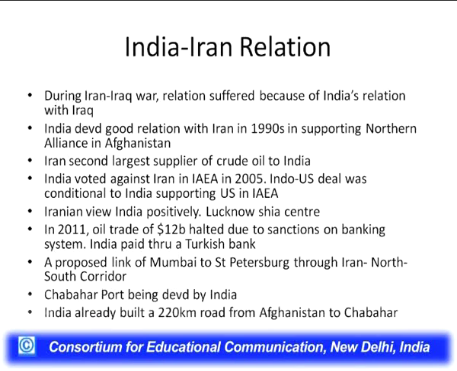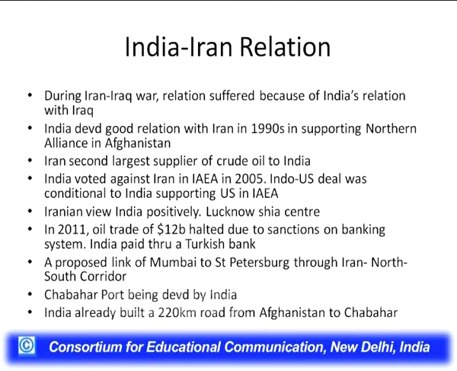India again in 2005, when it came to voting in the IAEA, the International Atomic Energy Agency, voted against Iran, and that was not taken very lightly by Iranians, because Iranians considered India a very friendly state. In fact, in one of the surveys, it is said that 70% of people in Iran are very favorable to India. They want a more positive role of India in Iran, and this is one of the highest for any country.